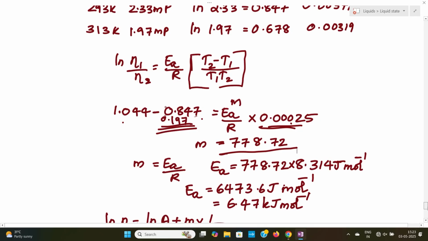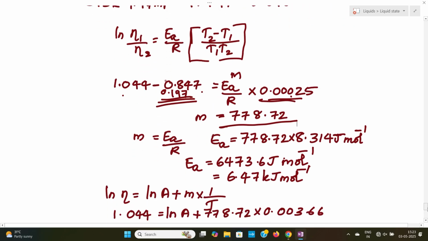That is the activation energy of the liquid. That is the slope. From this slope, we have to find out the activation energy. So now we have found out the slope, that is 778.72. Now, slope is EA by R. EA is equal to 778.72 into 8.314 joule per Kelvin per mole.